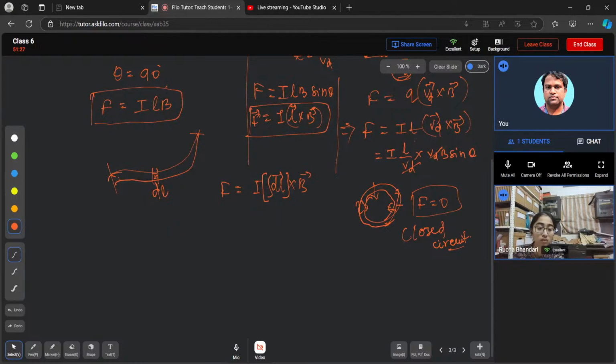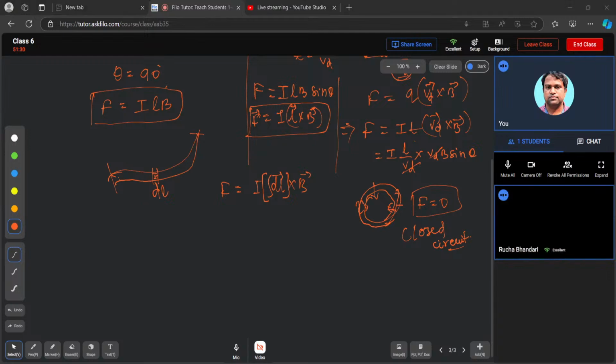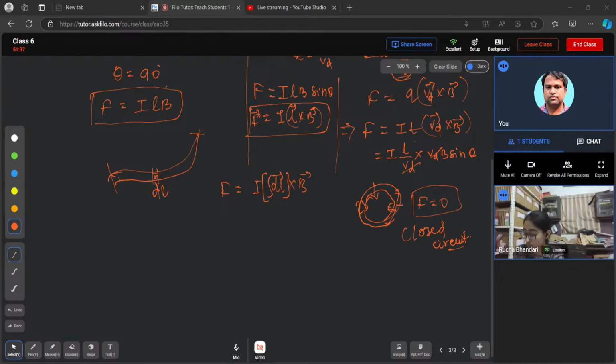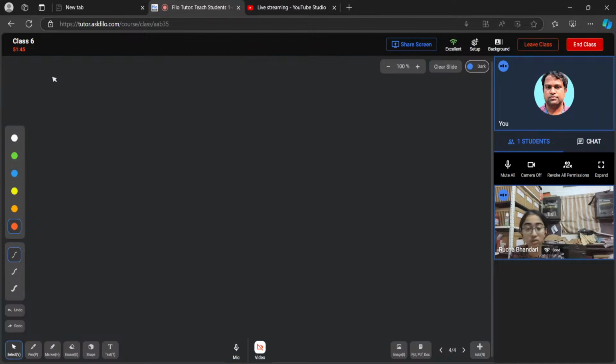So now we'll discuss torque on a current loop.